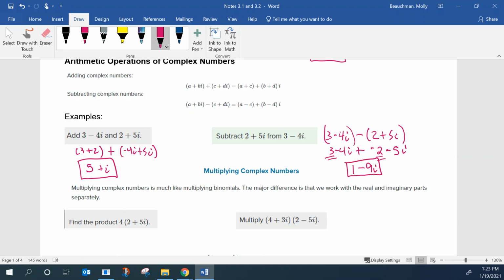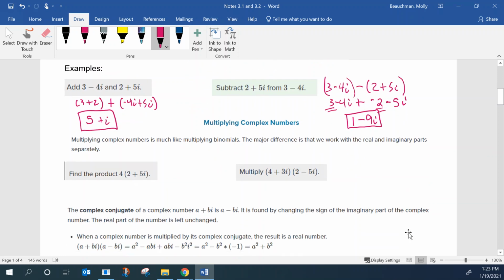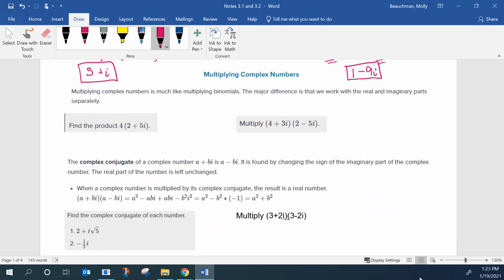We can also multiply complex numbers. This is much like multiplying a binomial. If we find the product 4 times 2 plus 5i, distribute the 4. 4 times 2 is 8. 4 times 5i is plus 20i.